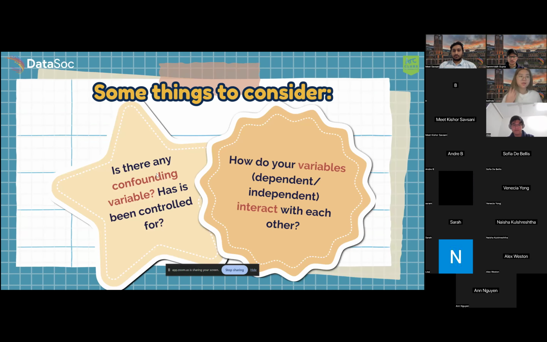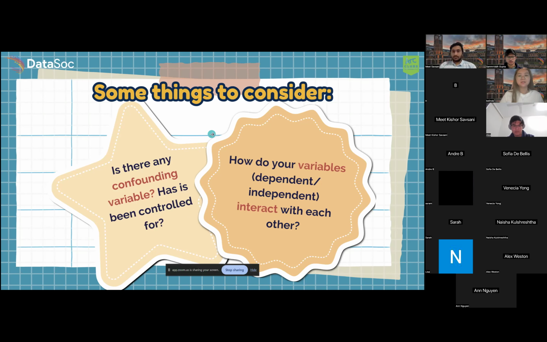And then when we are doing some experiments and taking data collections, there are some things to consider. The first one: is there any confounding variable, and has it been controlled for? Confounding variables are external factors, like for example, in our plant growth experiment where we put some water on and watch the plant growth. Maybe the confounding variables are sunlight or humidity, and then how do we control them? For example, if it's humidity, they are kept in the same room, or if it's sunlight, they are given the same exposure to sunlight.